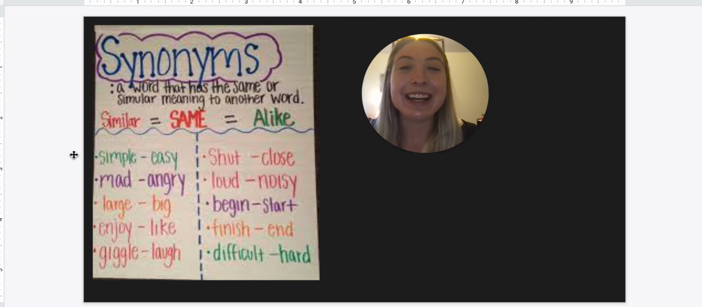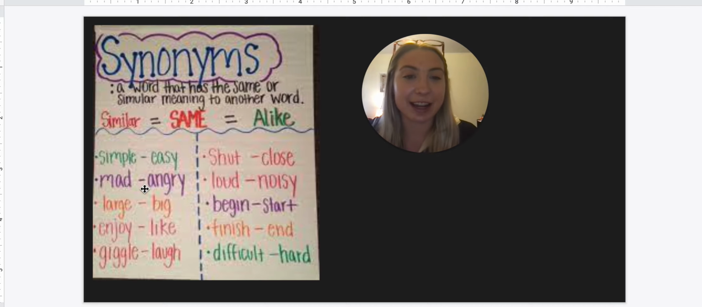So now let's go over some synonyms that we might know. Remember, synonyms are words that have the same or similar meaning to another word. So synonyms, they are alike. They are similar. So when we have simple, we could use easy. Mad, we can also use angry. Large, we could use big. Enjoy, we could use like. Giggle and laugh.